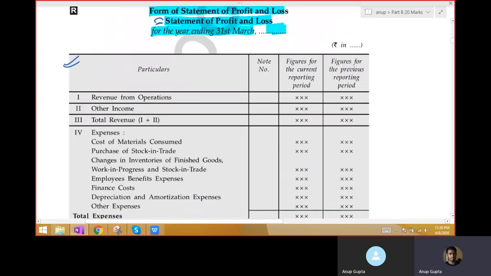First we write statement of profit and loss, then for the year ending 31st March, whatever year is given, we'll mention there. Then we will make 4 columns. The first column will be comparatively big, then a small one, and these two will be of equal size, where you write the amount. The first column will read as particulars, then note number, then figures for the current reporting period, figures for the previous reporting period. Then we start with revenue from operations plus other income, that is total income.